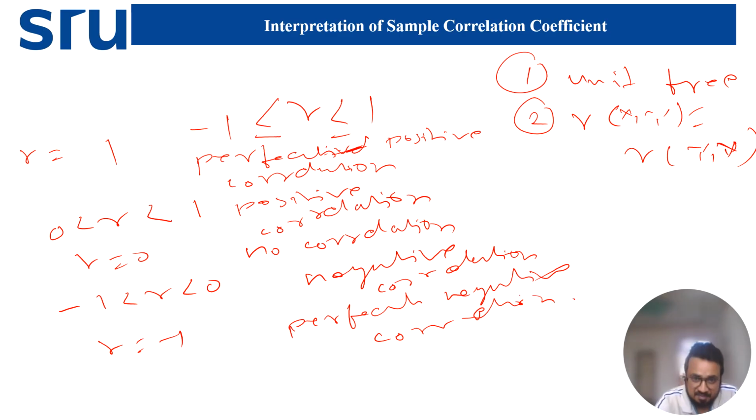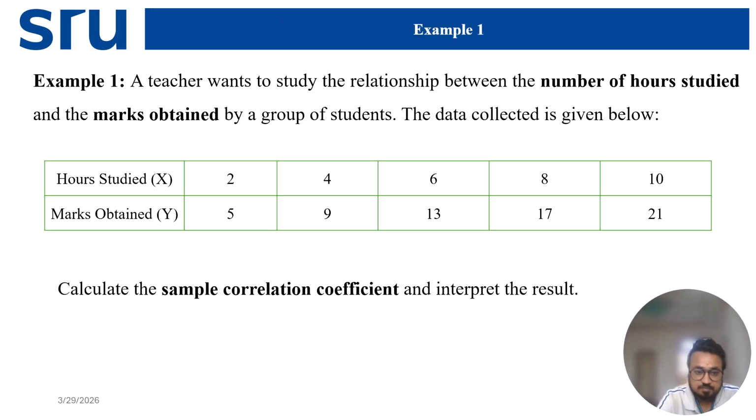Now we will understand the Karl Pearson correlation coefficient through some numerical examples. So let us take an example. A teacher wants to study the relationship between the number of hours of study and the marks obtained by a group of students. The data is collected as given. Here we can see the study hours and the marks obtained. We have to find the simple correlation coefficient. Then what is the interpretation of this result? So let us find it.